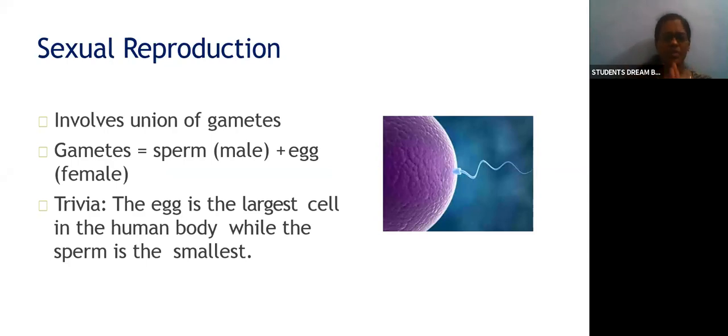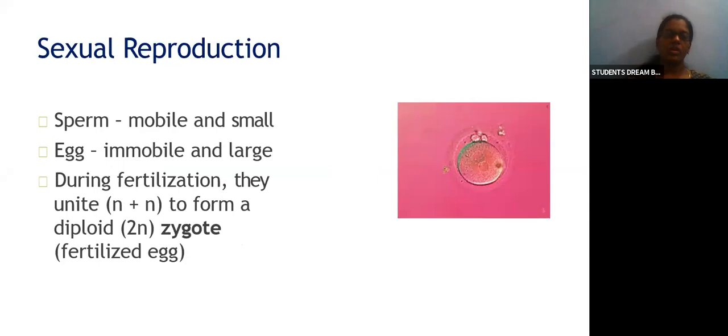Okay, so the basic trivia is that the egg will be the largest cell in the human body, while the sperm will be the smallest one. The sperm will be mobile, but it will be small. So sperm is the gamete which can move. It is mobile and small, whereas the egg is immobile since it is large.